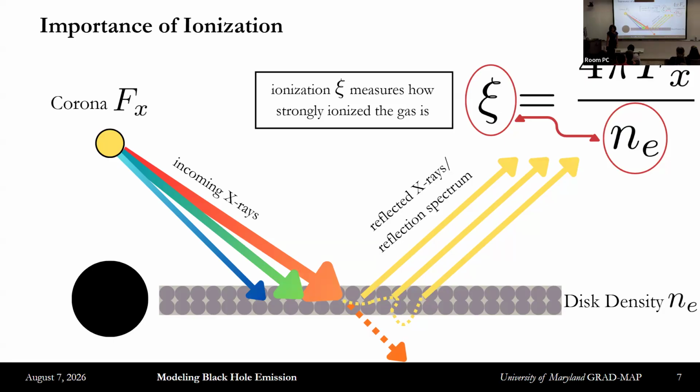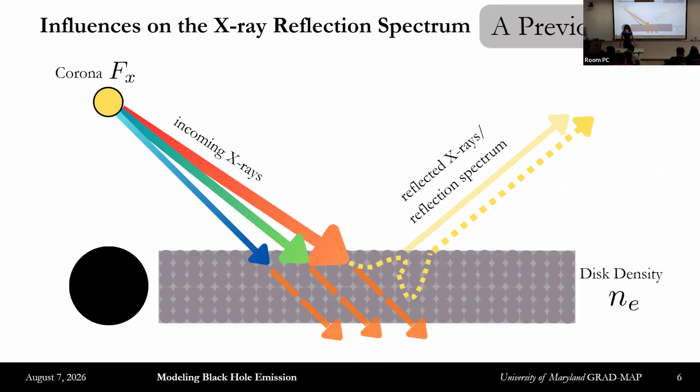And more intuitively, let's say a constant number of photons are hitting this part of the disk. If we increase our disk density, the same number of photons will hit a disk that contains more atoms, meaning there's not enough photons to ionize all the atoms.